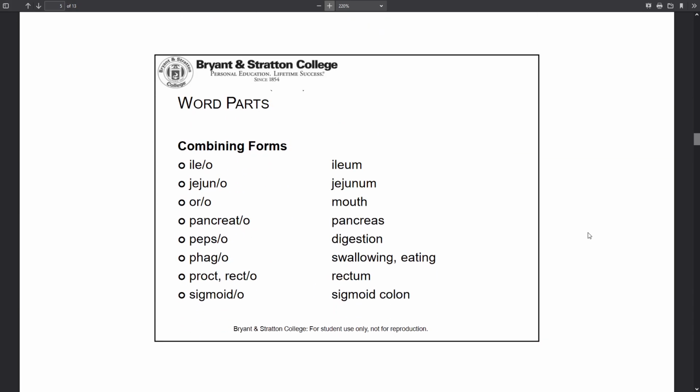So what you see here are more: ilio, ileum; jejuno, jejunum; oro, or mouth, like the oropharynx; pancreato; pepso is a term that refers to digestion, like pepsin, for instance. Phago, swallowing or eating, just like phagocytosis; procto or recto; and sigmoido, the sigmoid colon itself.